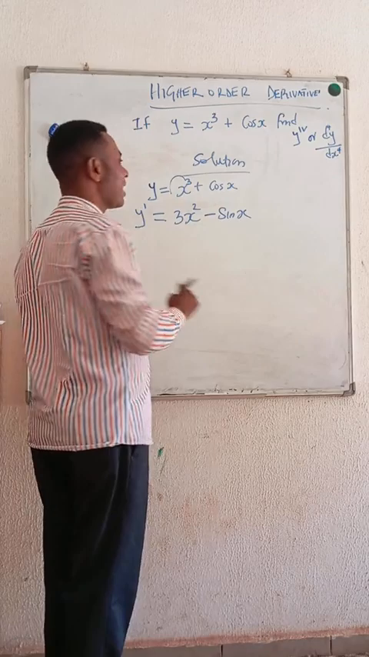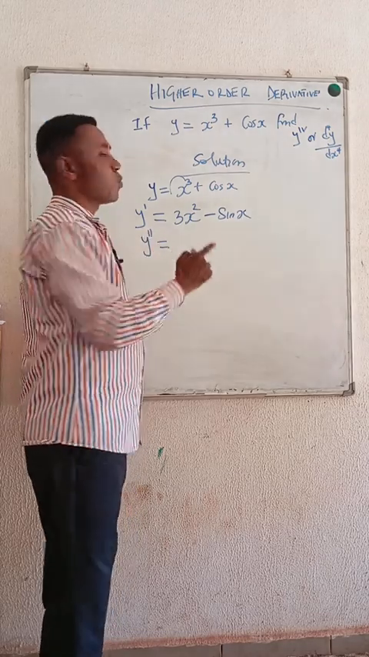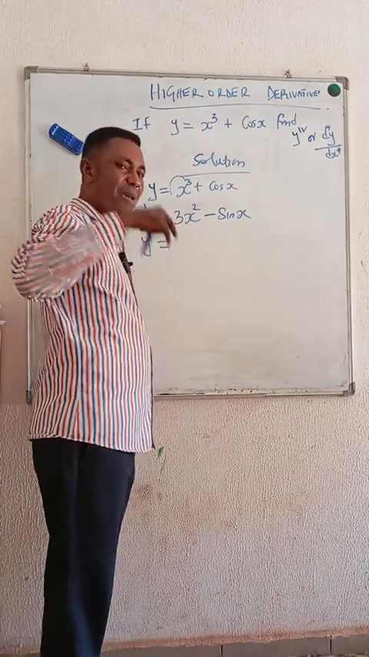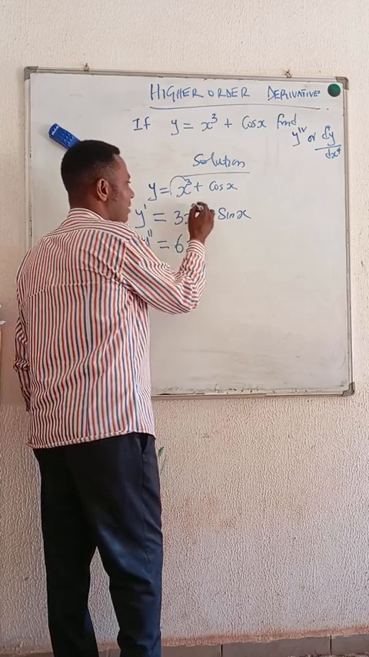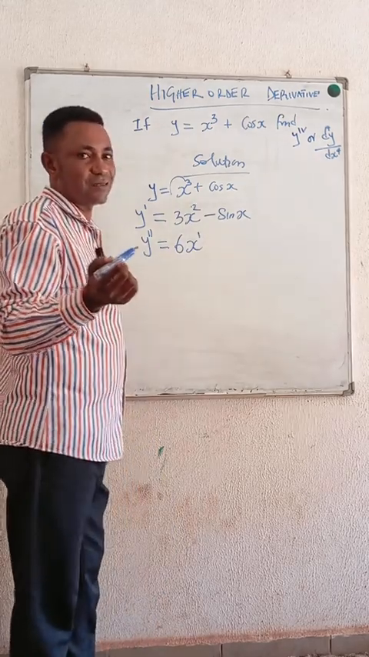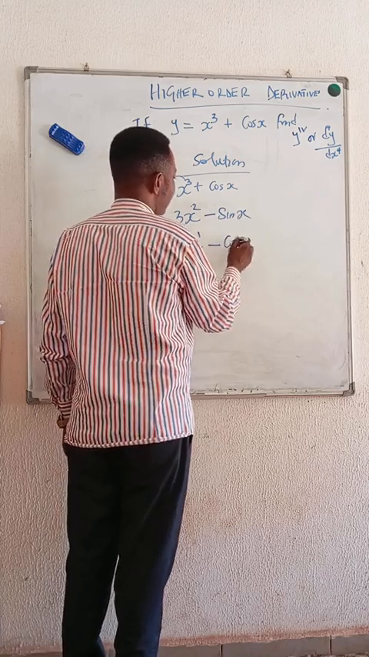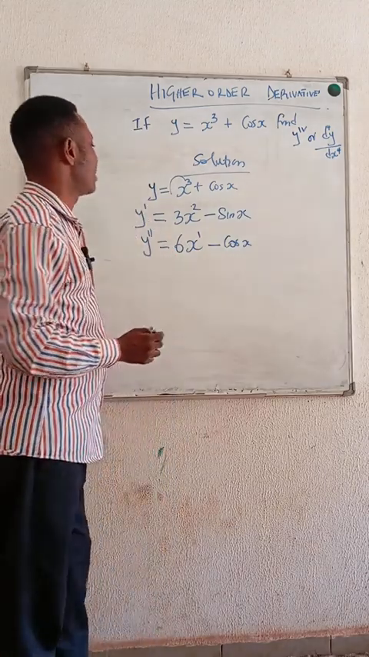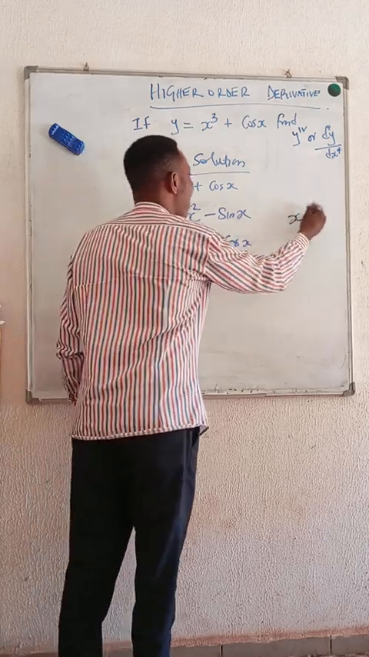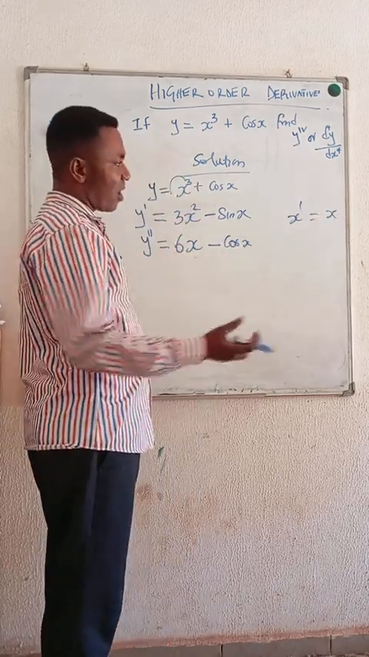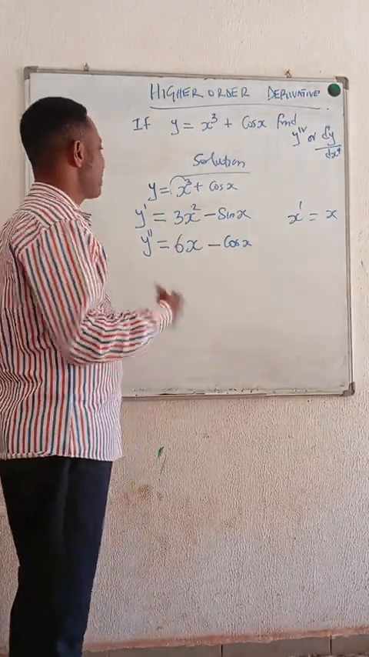Then the second derivative, y prime prime. We differentiate y prime. Bring 2 to the back to make 6, and carry 1 from the power, so you have 6x power 1. Minus, differentiating sin x, you have cos x. X power 1 is the same as x, just as 5 power 1 is 5. So let's write this as 6x minus cos x.